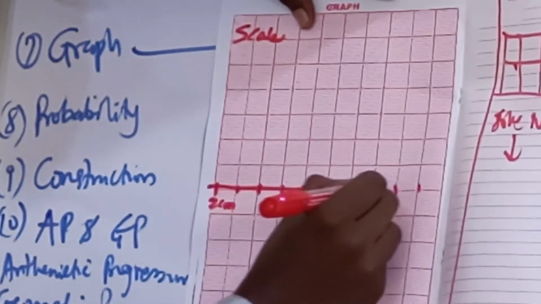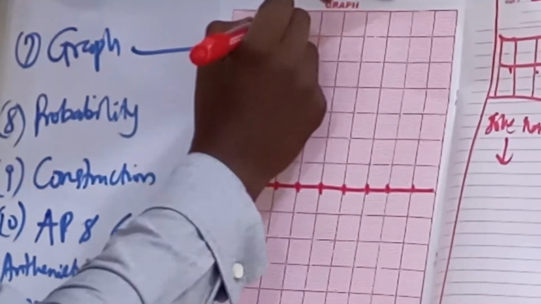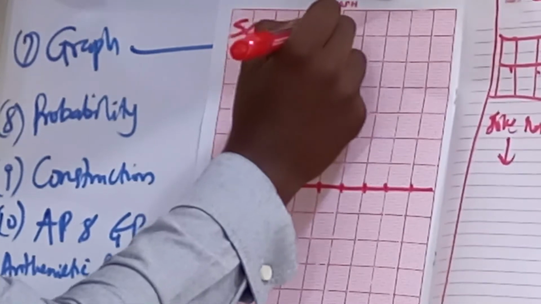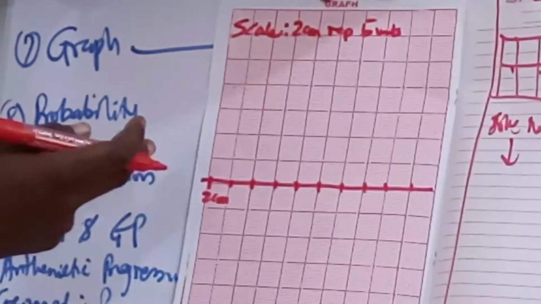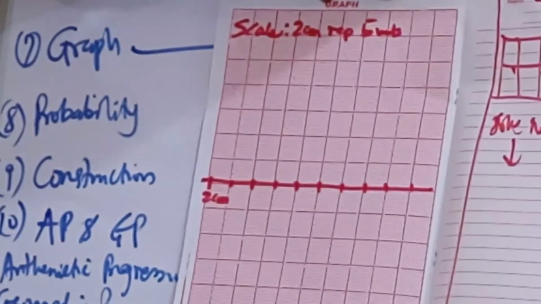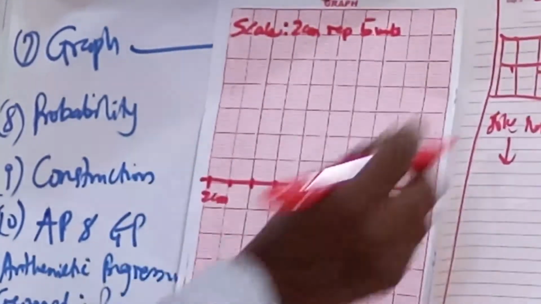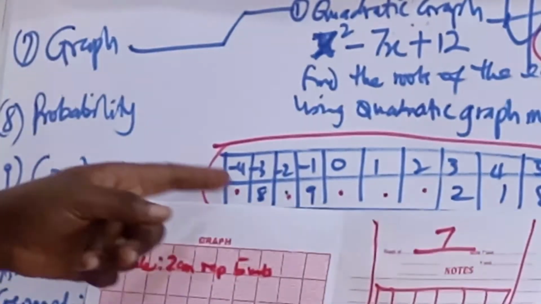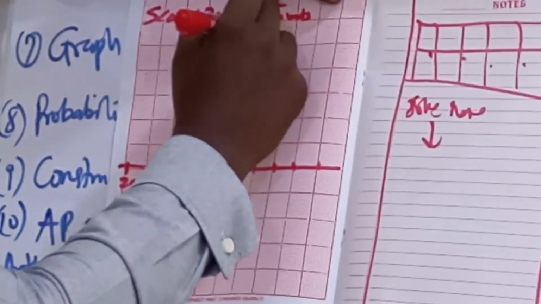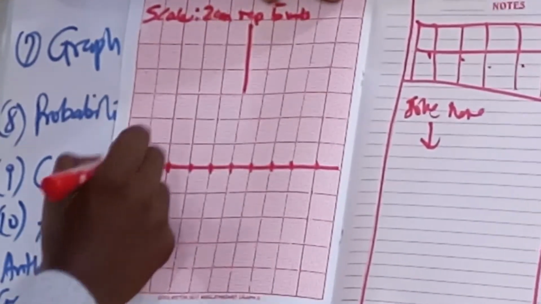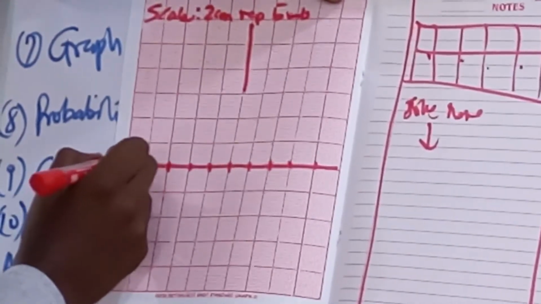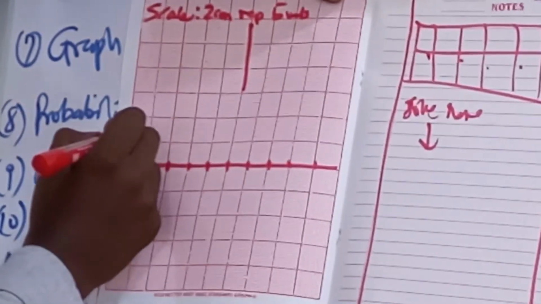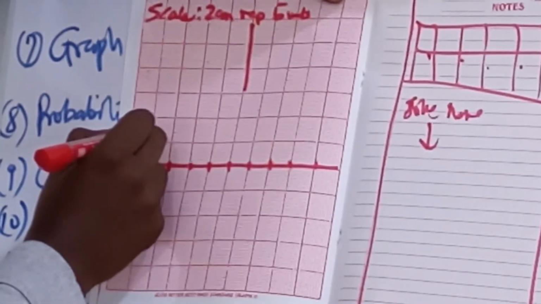So if you are plotting this graph, for example, here I'll write the scale: 2 centimeters represents 5 units. Is it on both axes? You have to label your x and your y axis. This one says from minus 4 to 5, so I start from here. This is your negative graph. This side is the negative x axis.